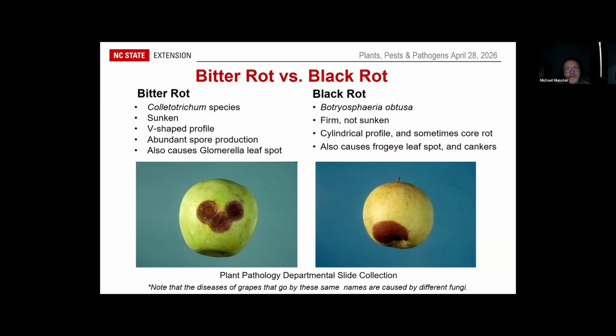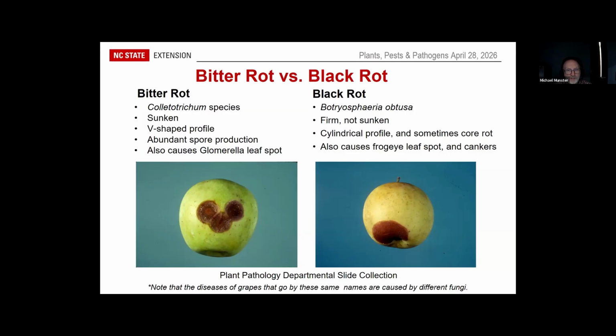Whereas black rot is Botryosphaeria obtusa, and that lesion will be firm, not sunken, and it will have a different sort of profile when you cut it open. It'll be a cylindrical sort of invasion of the fruit rather than a V-shaped one. Its dual purpose is that, well, really three. It causes a disease called frog eye leaf spot on the foliage, and also on older apples can cause cankers. So these are our multitasking fungi here that we have to be concerned with.